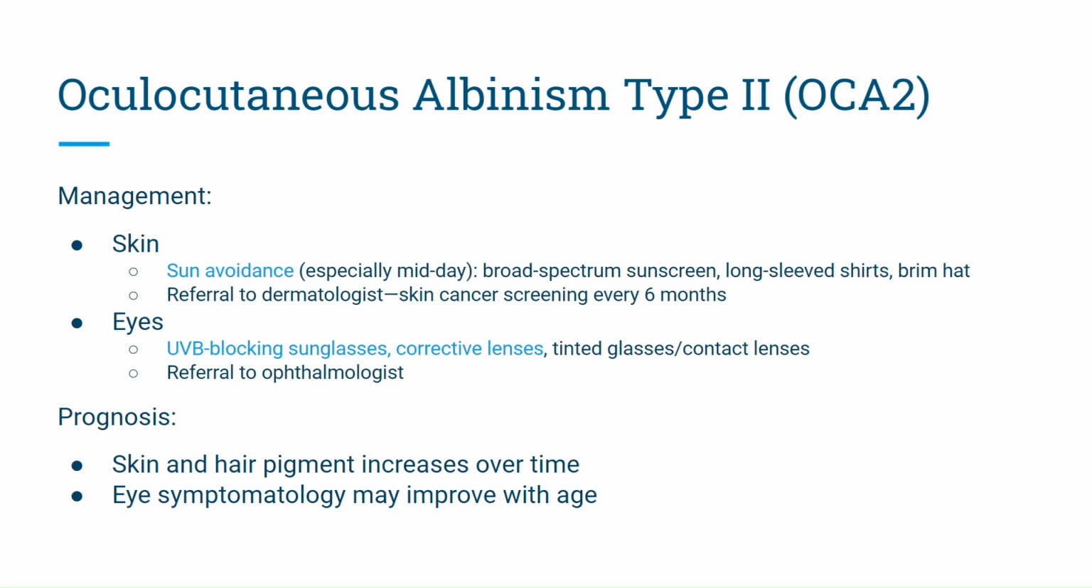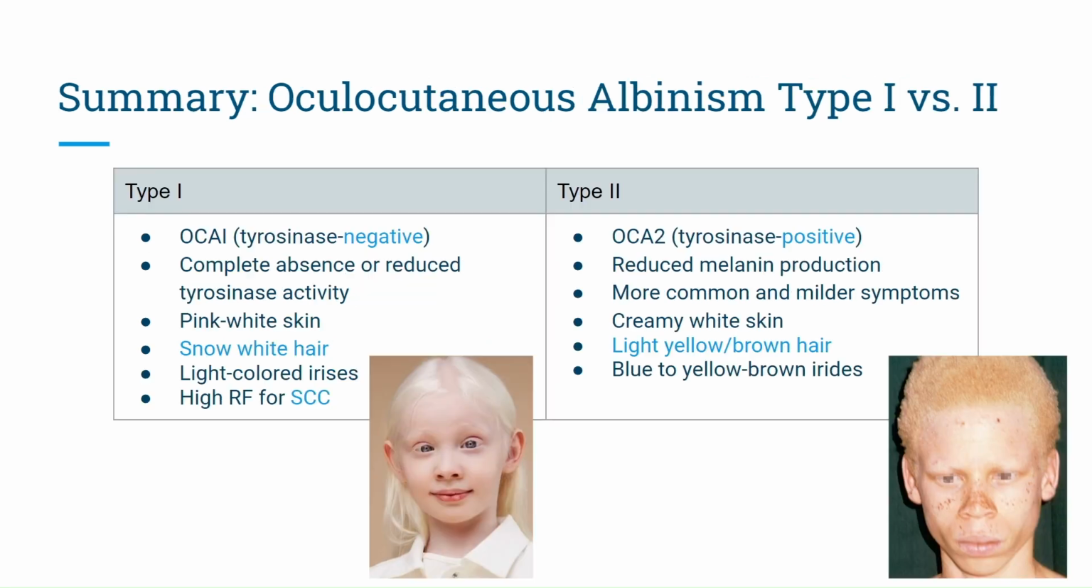It's not a matter of if you get a skin cancer, but more likely when. The eyes don't have as much pigment in them either, so you do need some UVB protecting sunglasses, corrective lenses, and a referral to the ophthalmologist as well.